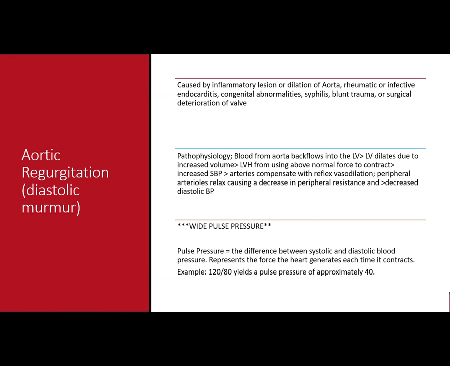And what you'll see with these patients is, first of all, a diastolic murmur, which makes sense because all of this is leading into that decreased diastolic blood pressure, but you'll also see a wide pulse pressure. So pulse pressure is the difference between systolic and diastolic blood pressure. It represents the force the heart generates each time it contracts. So an example of this would be 120/80 yields a pulse pressure of approximately 40.